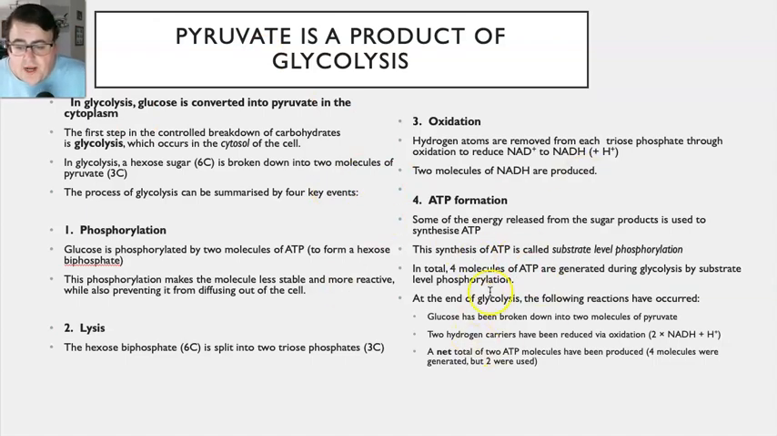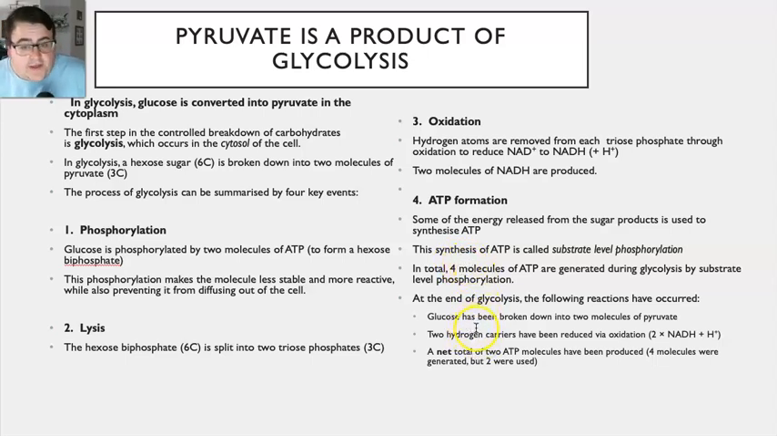That's because even though we're creating 4 here, we had to start by using 2 molecules of ATP to make glucose more reactive and be able to break down. So we've actually used 2 molecules of ATP to get the 4, so we've really only made 2 molecules of ATP at the end of this.